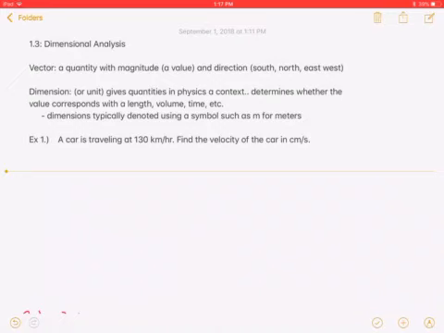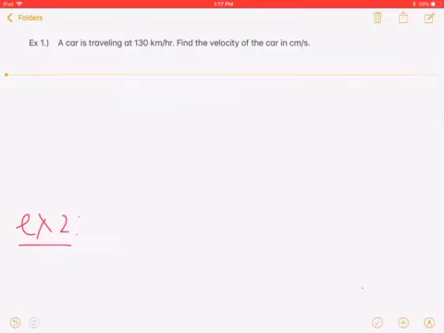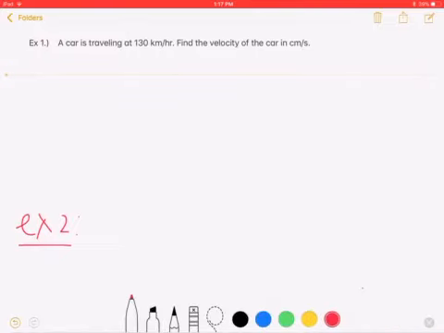Okay, so let's look at example 1. Let's say a car is traveling at 130 kilometers per hour. Find the velocity of the car in centimeters per second. Not the most ideal units, obviously, but this is just practice in converting. So what we want to do is set up similar to a proportion. We're going to start out with the unit that we're given. So the car is traveling 130 kilometers per hour, so every hour it's going to travel 130 kilometers, assuming that the speed or the velocity is constant. We want centimeters per second.